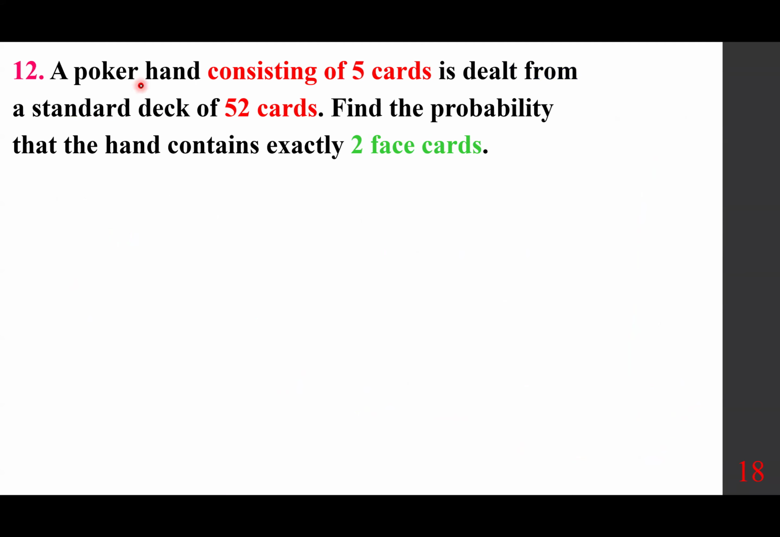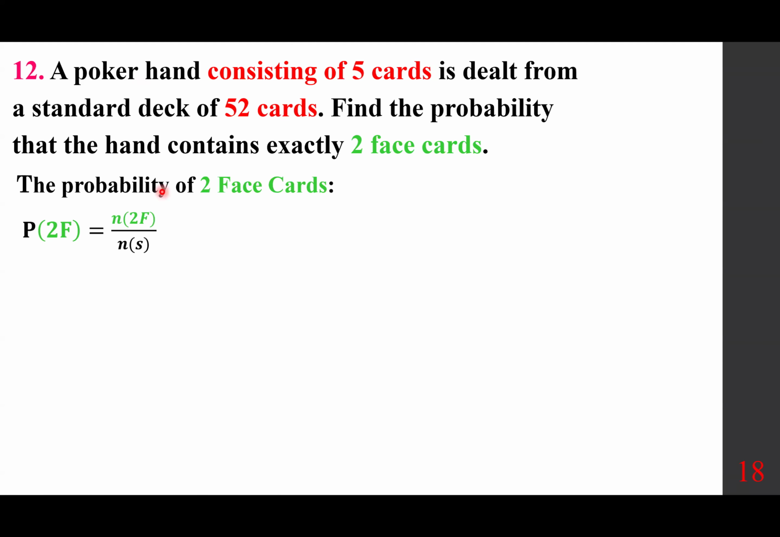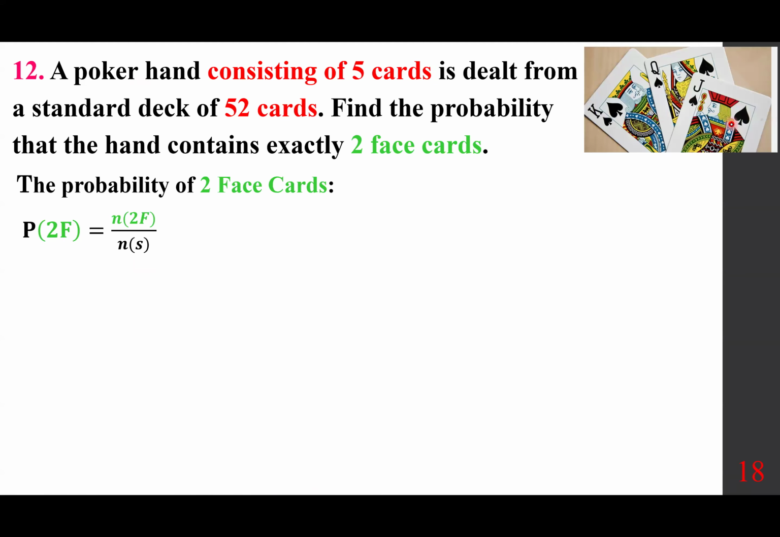A poker hand consisting of 5 cards is dealt from a standard deck of 52 cards. Find the probability that the hand contains exactly 2 face cards. Okay, so first and foremost, the probability of 2 face cards is n of 2 face over n of s. And this is the card with faces Jack, Queen, and King.